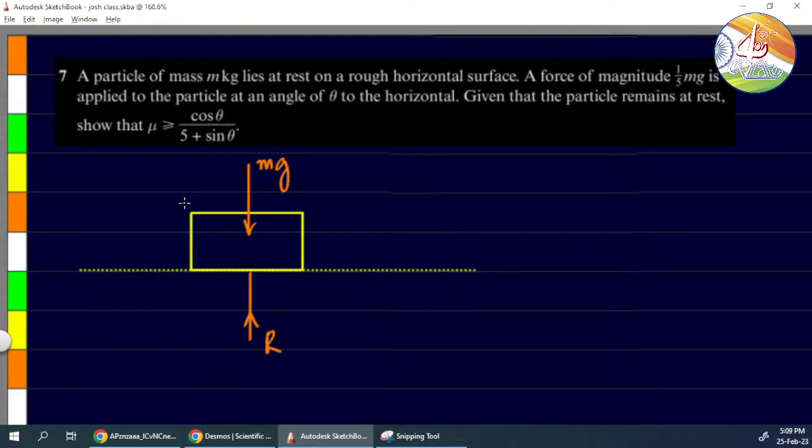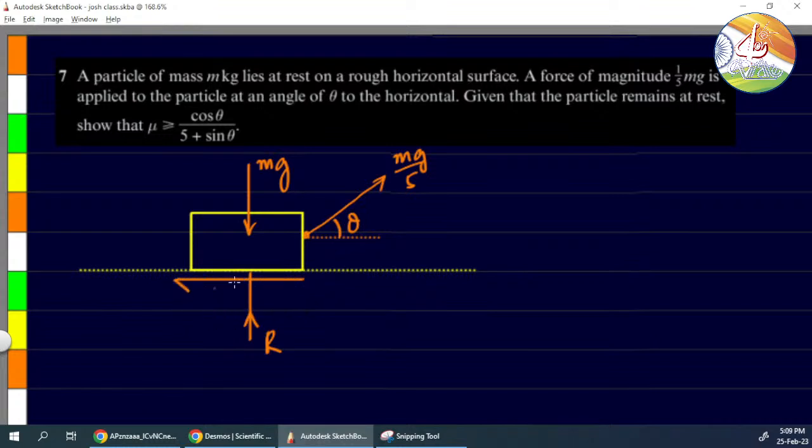A force of magnitude 1/5 mg is applied to the particle at an angle theta to the horizontal. Is it pushing or pulling? That has not been told to us. So let's take it as being pulled. So this force is mg by 5, and this is acting at an angle theta here. Given that the particle remains at rest, we have to find the relation for mu.